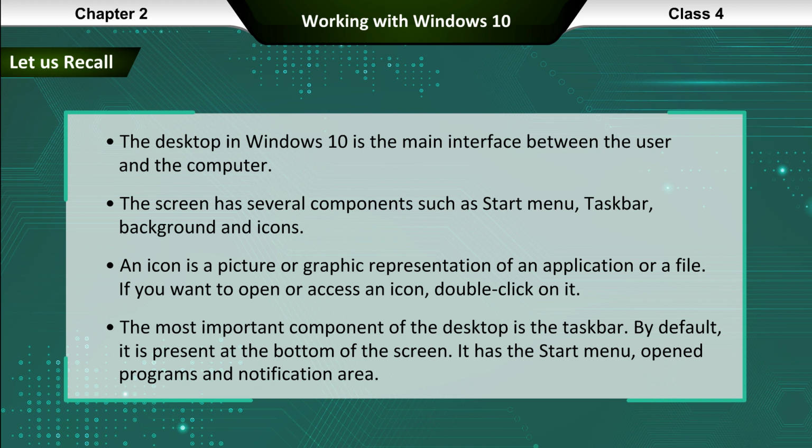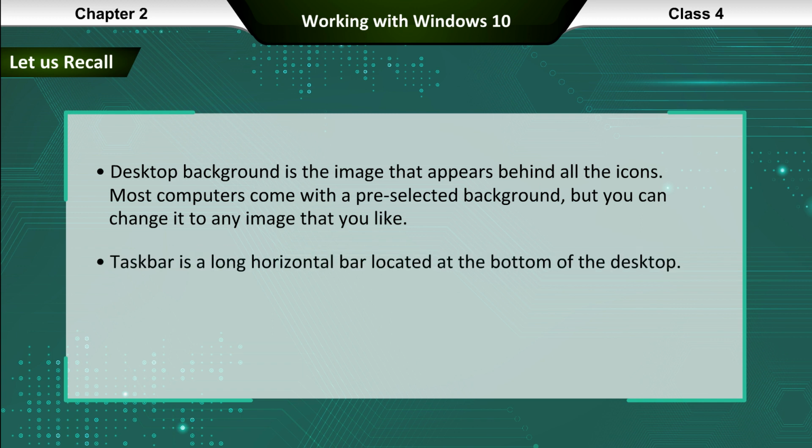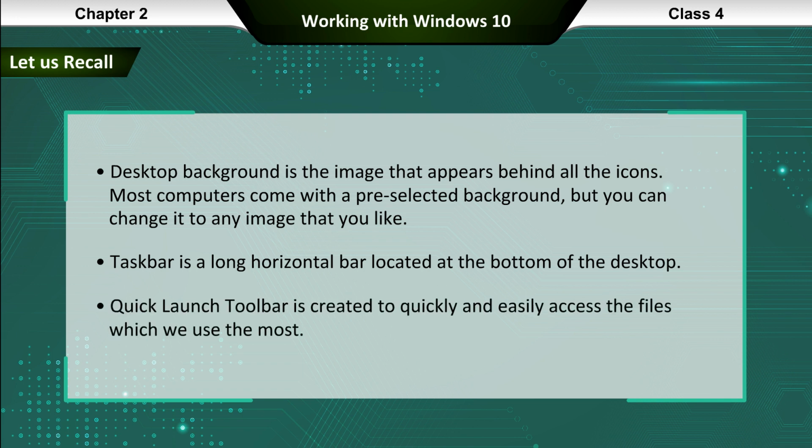It has the Start menu, Open Programs and Notification area. Desktop background is the image that appears behind all the icons. Most computers come with a pre-selected background, but you can change it to any image that you like. Taskbar is a long horizontal bar located at the bottom of the desktop. Quick Launch toolbar is created to quickly and easily access the files which we use the most.